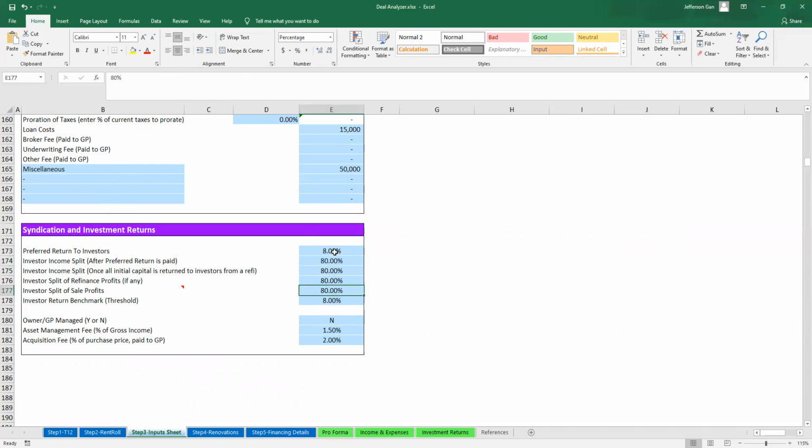So in this deal, let's say it's an 8% pref return, then you have an 80-20 split. 80% goes to the limited partners, 20% goes to the general partners. Then if you have an asset management fee, this goes to the general partner, then the acquisition fee also goes to the general partner. Because the acquisition fee, as you all know, takes time and effort and also risk on the general partner to come up with this deal.